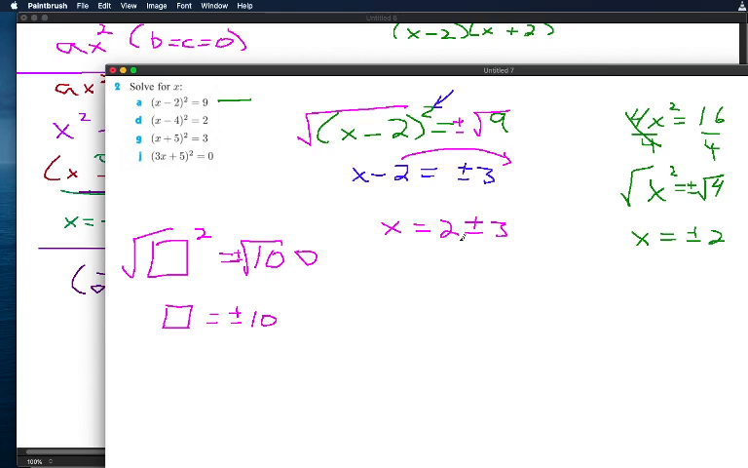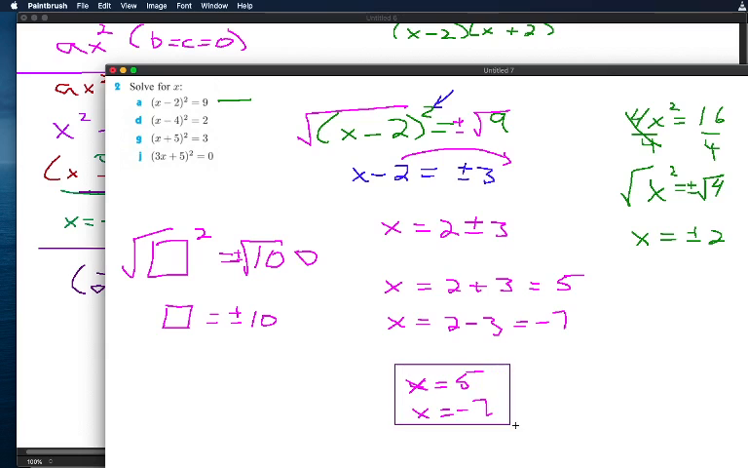And in this case, we have to evaluate both answers. So what you should do is rewrite that as 2 plus 3, because that's one answer. And the other answer is going to be 2 minus 3. And if we do that, we get 5 for one answer, and we get negative 1 for the other answer. So our two answers in this case are x is equal to 5 and x is equal to negative 1. So these are our two final answers. So in this format, we have to square root both these sides.